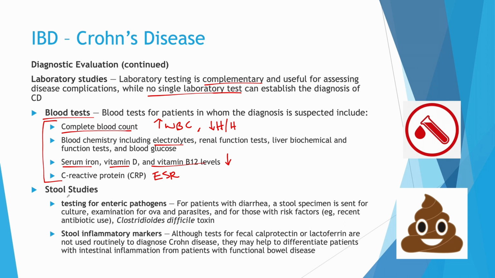Now, stool studies. Because Crohn's disease is a chronic disease, usually the patient takes a while to come in, but especially in an acute case or someone that's never been worked up, we definitely want to test for enteric pathogens. So we're looking for infections, right? So ova and parasites, stool cultures, C. diff toxins, maybe Giardia assays, right? So we're looking for all the different infectious causes of diarrhea. We also look for stool inflammatory markers like fecal calprotectin or lactoferrin, and these are not necessarily used routinely for Crohn's disease, but usually when we send these stool studies, we send it for everything. Okay.